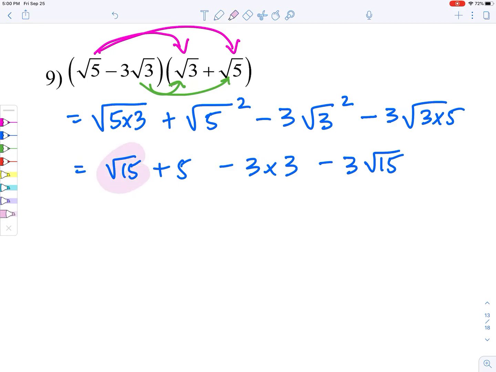So we can collect some like radicands. That's really a 1 root 15. Take away a 3 root 15 is minus 2 root 15 plus 5. Minus, that's going to be minus 9, right? Minus 9. So plus 5 minus 9 gives us minus 4. So minus 2 root 15 minus 4.